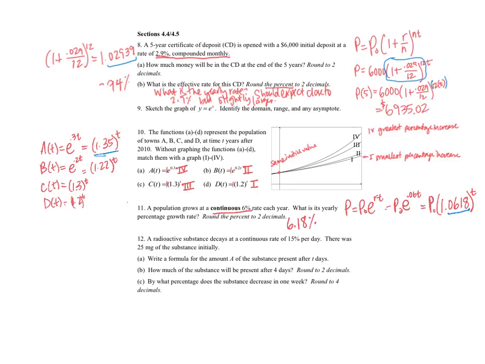Okay, a radioactive substance decays at a continuous rate of 15% per day. There was initially 25 milligrams of the substance. Write a formula for the amount of substance present after t days. So A of t should be equal to my initial amount, which is 25. And then it's decaying at a continuous rate of 15% per day. So that's e to the 0.15 t. And the reason I'm using the e is because it says it's a continuous rate. So continuous rate, that means I'm going to use the e.